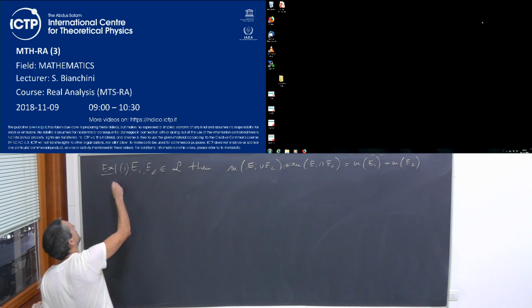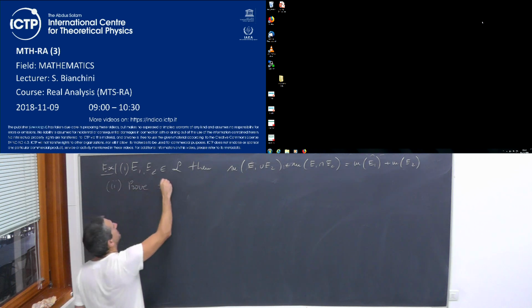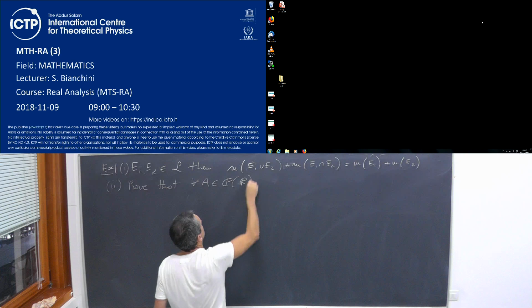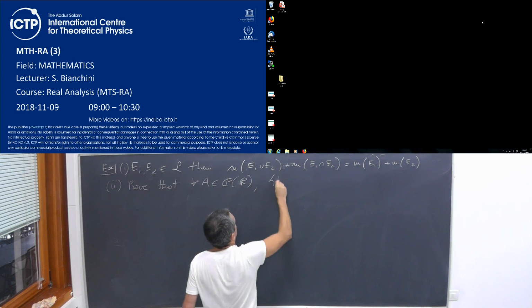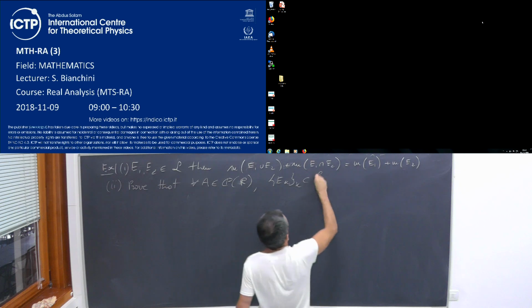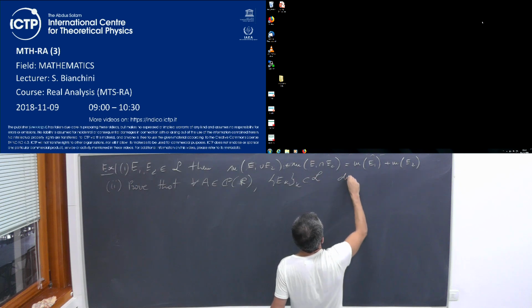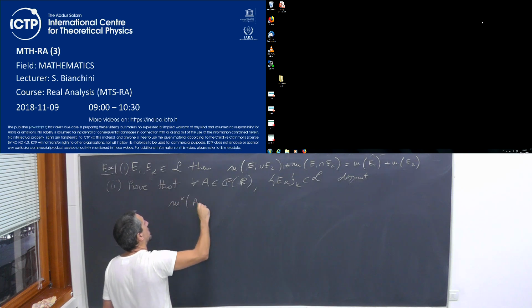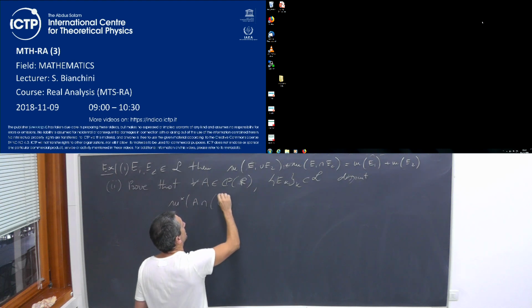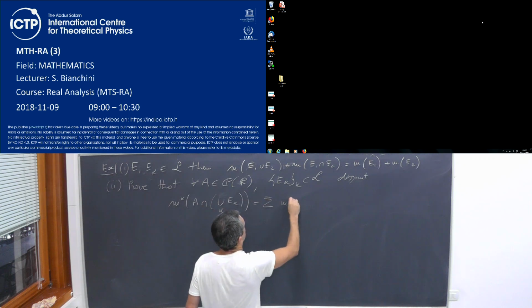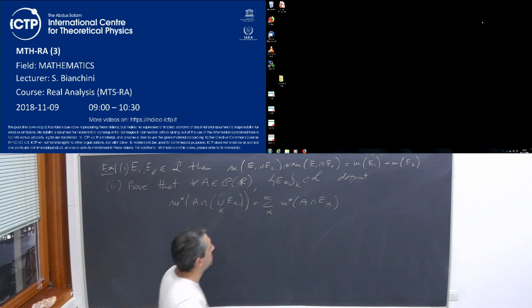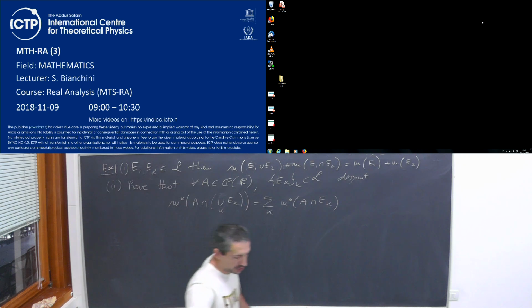Now what we have proved is that for all A in the power set of R, and E_k contained in the Lebesgue set and disjoint, well, what we expect is that the outer measure of A intersected with the partition is equal to the sum of the outer measure of each part. Now it's the extension of the previous proposition up to plus infinity.